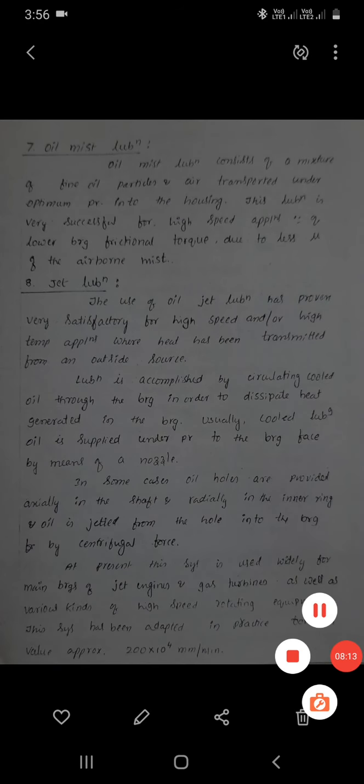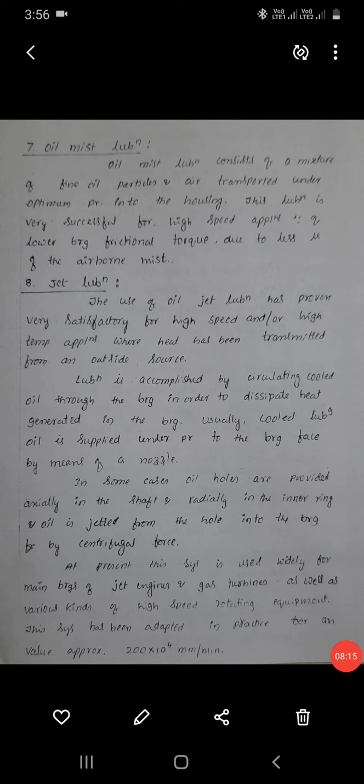Oil mist lubrication. Oil mist lubrication consists of a mixture of fine oil particles and air transported at optimum pressure into the housing. This lubrication is very successful for high speed applications because of lower bearing frictional torque, due to the less coefficient of friction of the airborne mist.